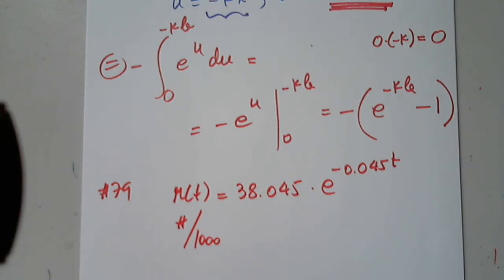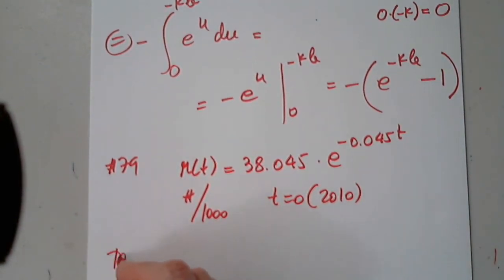And t years after 2010. So t equals 0 represents 2010. Find the total number of marriages between 2010 and 2015. Okay.